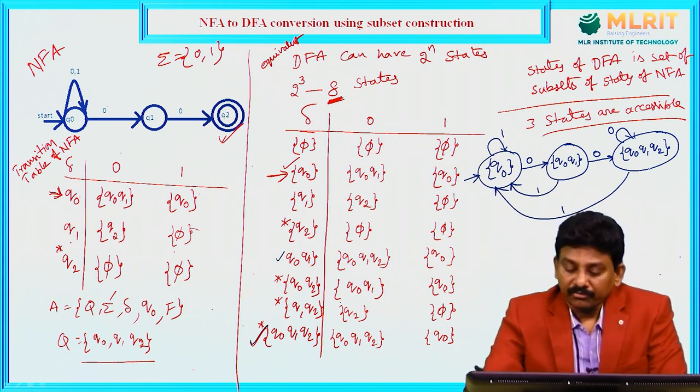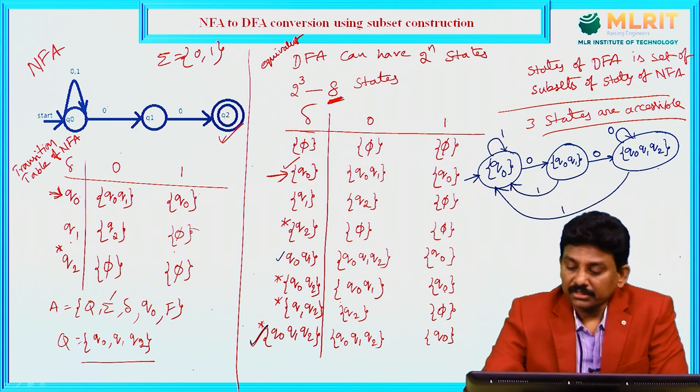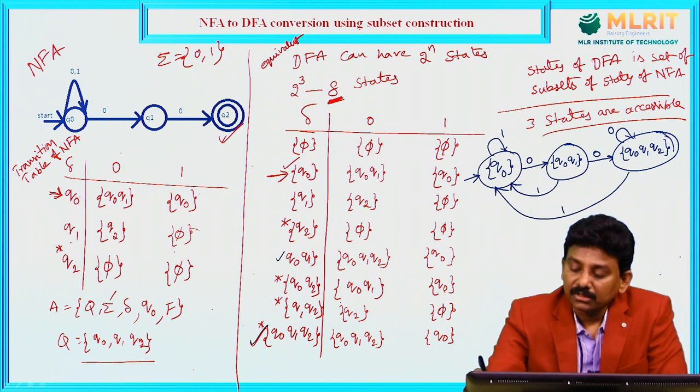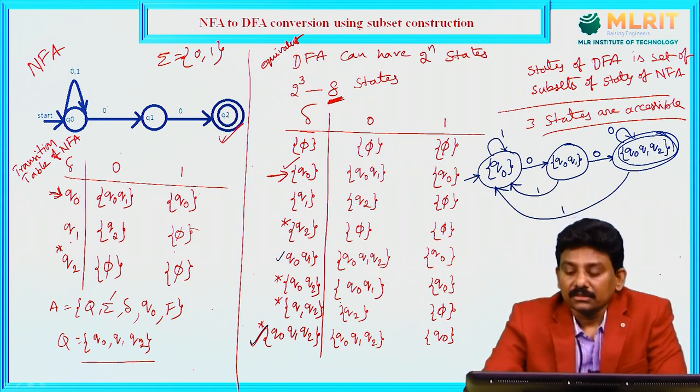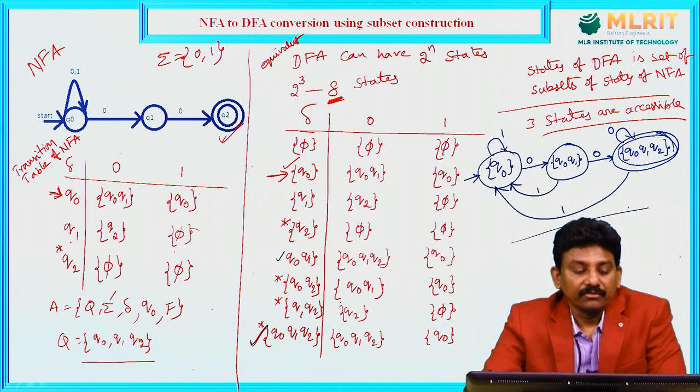So, final state, wherever Q2 is there in the diagram, that is the final state. Here Q2 is there, so this is the final state. So we need to draw 2 circles. Final states are represented with 2 circles. This is the equivalent transition diagram for the given NFA.